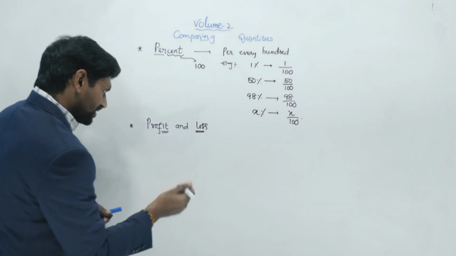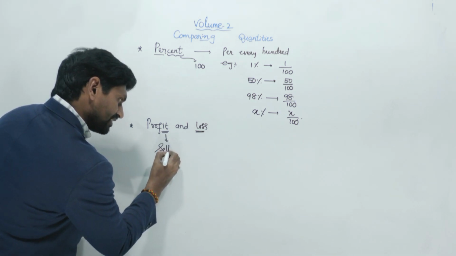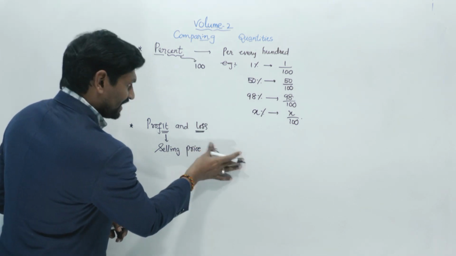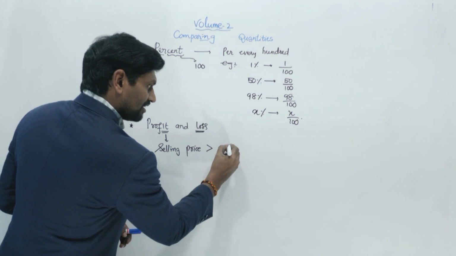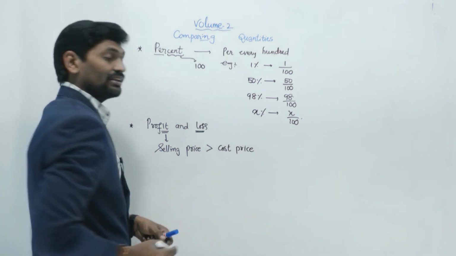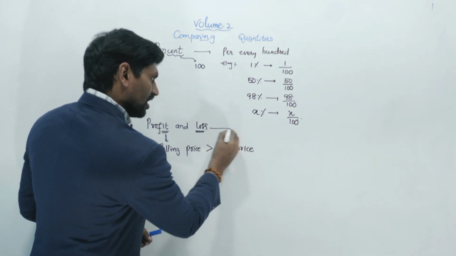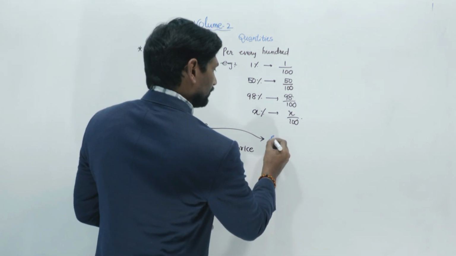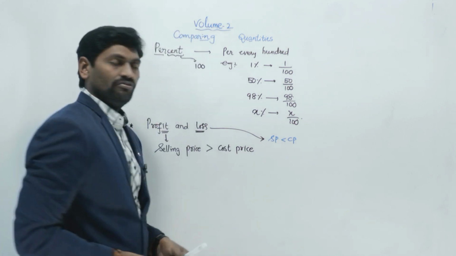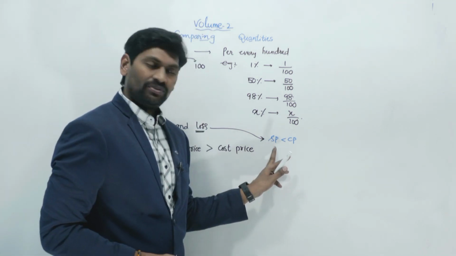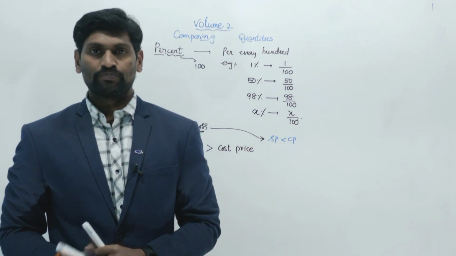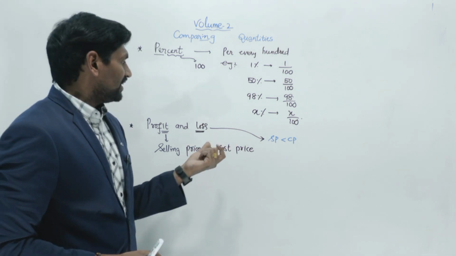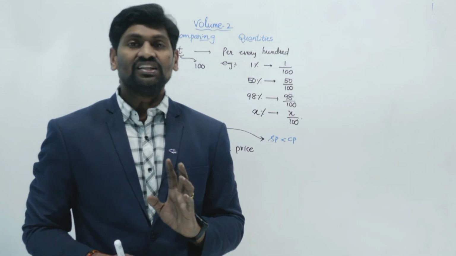So profit is nothing but simply that the selling price is more than the cost price. When the selling price is greater than the cost price, we can consider we are getting profit. Same way, loss means selling price is less than cost price. When the selling price is less than the cost price, we got a loss. Now, SP means selling price, CP means cost price. Clear until then? Very good.